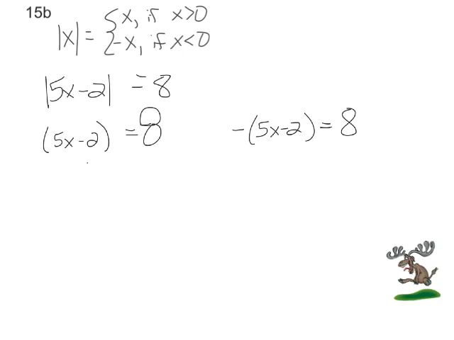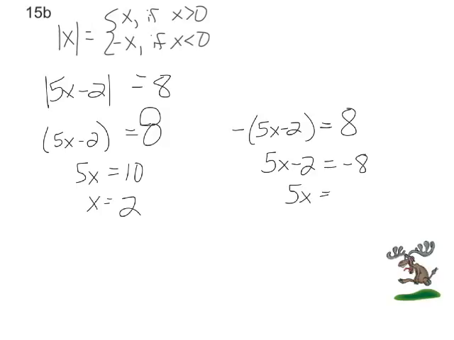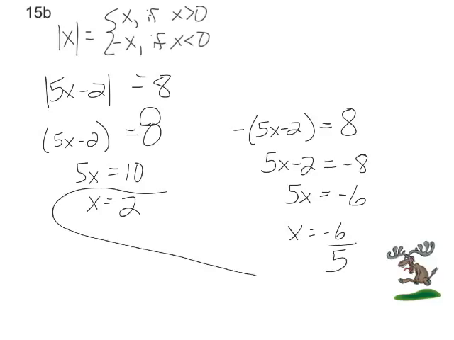So going about solving this, we get 5x equals 10, x equals 2. And let's flip the sign to the right-hand side. 5x equals negative 6, x equals negative 6/5. So we get two answers. x equals 2 and x equals negative 6/5.